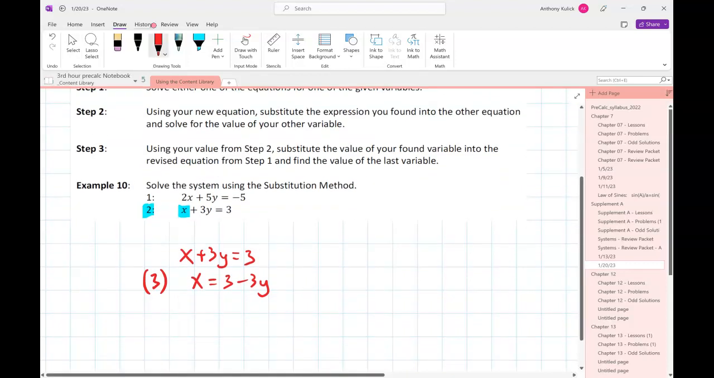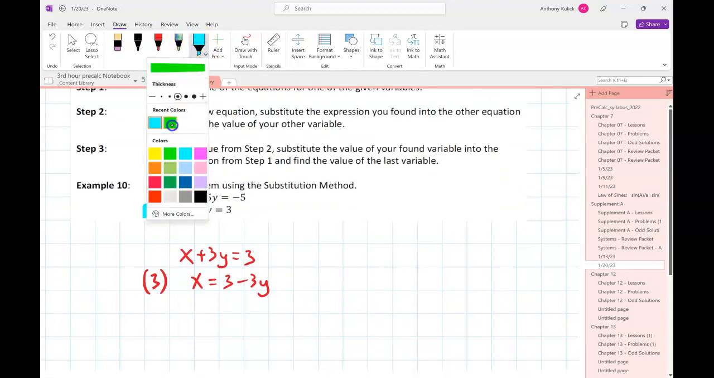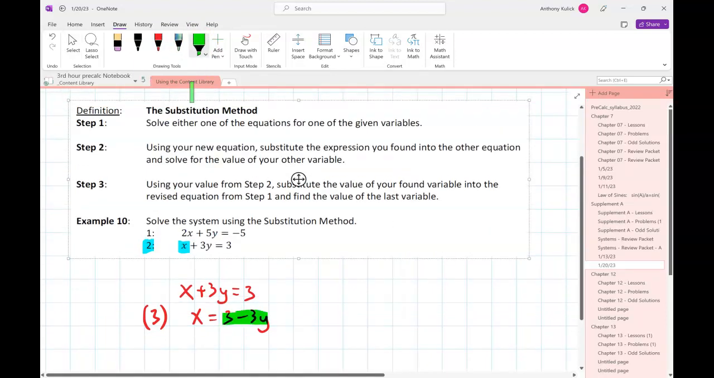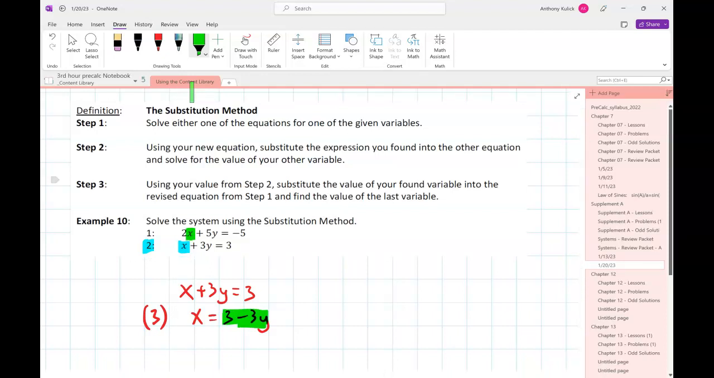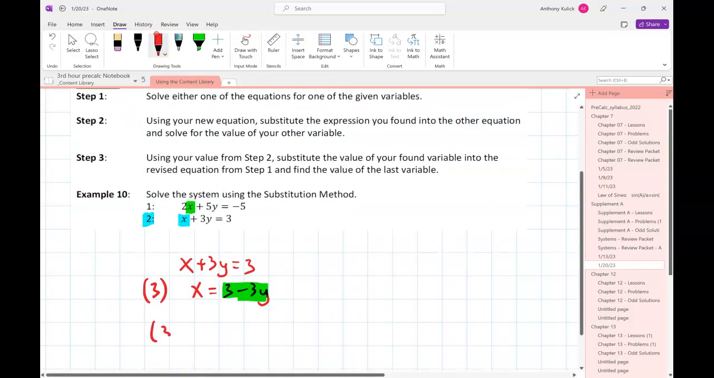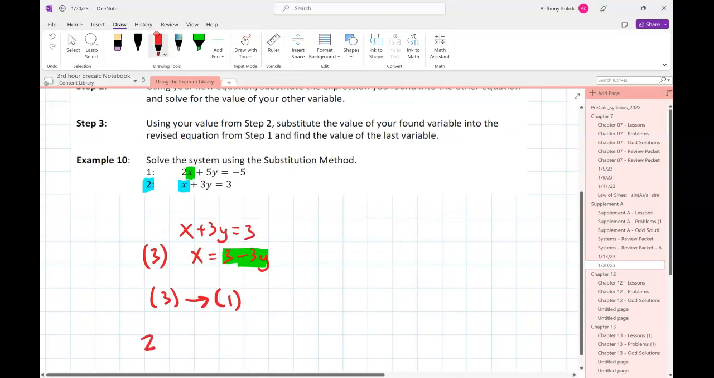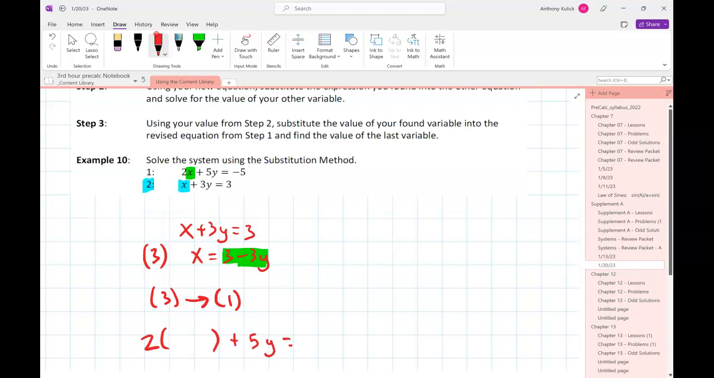Now what I'm going to do is take my result from equation 3 and plug it into the x in equation 1. So I'm going to take equation 3 and plug it into equation 1. So I still have the 2, and I still have the plus 5y, and that all still equals negative 5. But in place of the x, what am I going to plug in? 3 minus 3y.